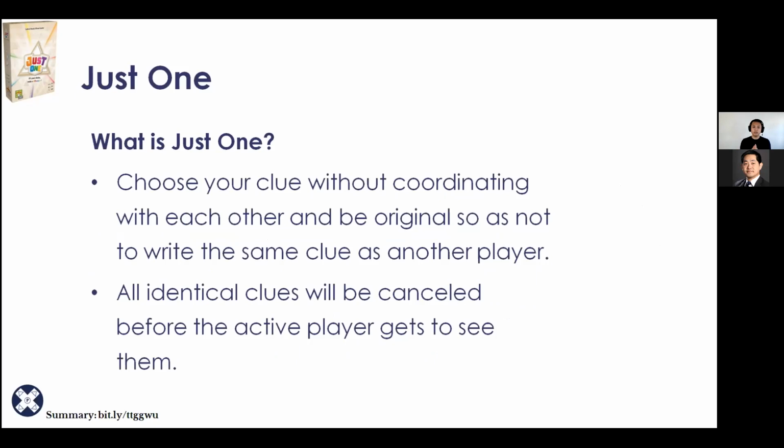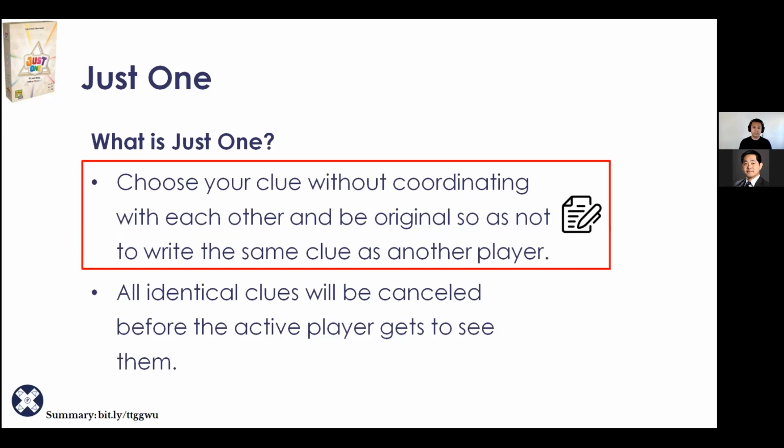So in Just One, this is what you would do. There's going to be one player that is going to be the active player. Everyone else is going to try to help that player guess the individual word. You're going to choose a clue if you're not the active player without coordinating with the other players around the table. And you're going to write that clue on your whiteboard.